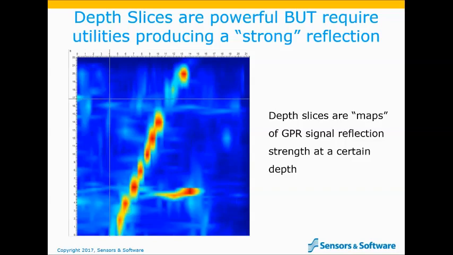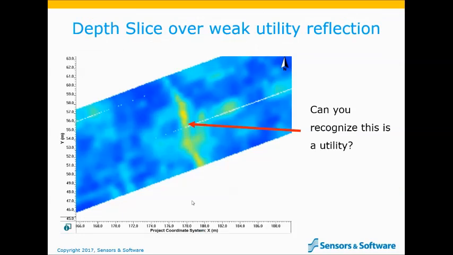And I would be the first to say that if you see what you need to see using depth slices and 3D imaging, by all means use them. But in my experience, sometimes depth slices and 3D images are not that straightforward to understand. Here's an example. We've got a very, very weak response here. Are we going to pick up that that's a utility? You know, it's very gain dependent. If I don't have my settings quite right, I could easily miss that object.